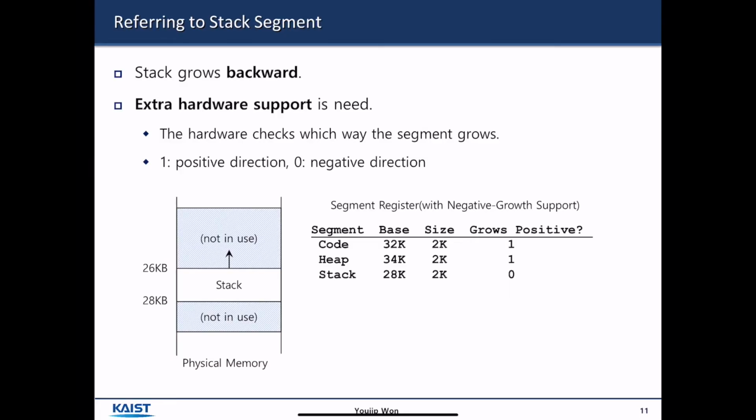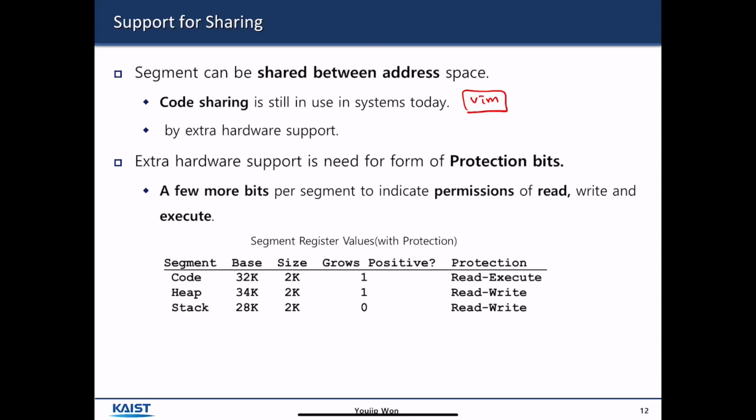Stack is slightly different from the code and the heap because stack grows backward. So the segmentation scheme has to allocate extra bits to specify whether a given segment grows forward or grows backward. So 1 means positive direction and 0 means negative direction. So for each segment, code, heap, and stack, the segment register has to specify base address and size and the direction of the growth. Using segments, the processes can share a segment easily.